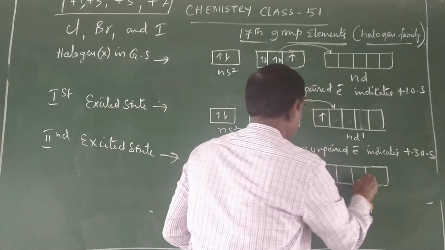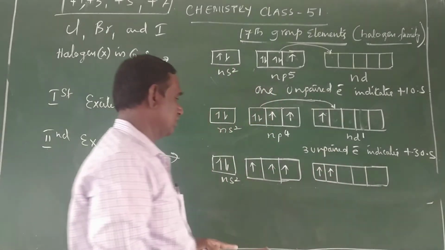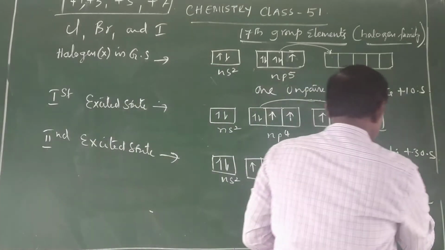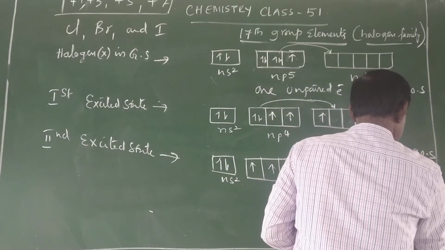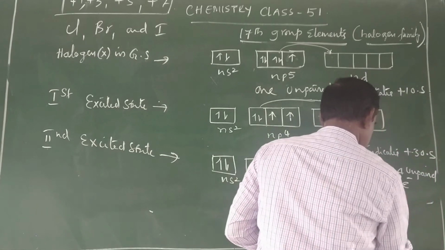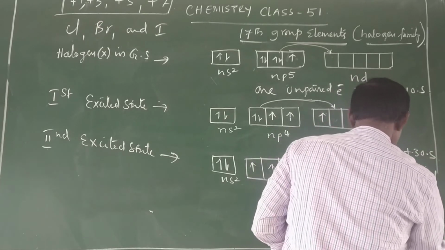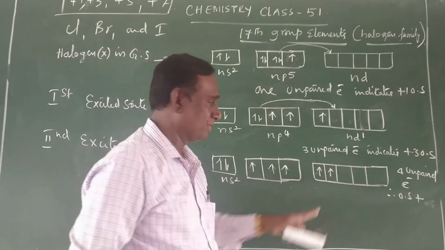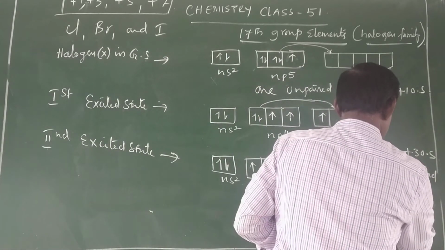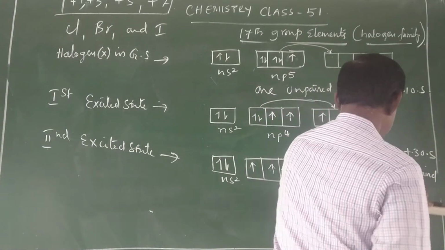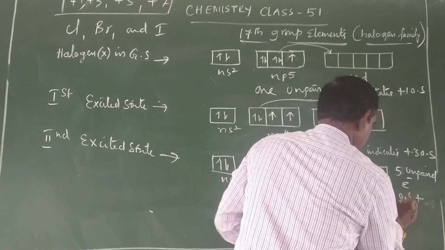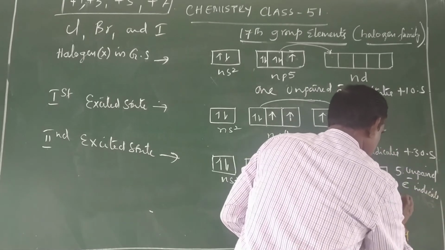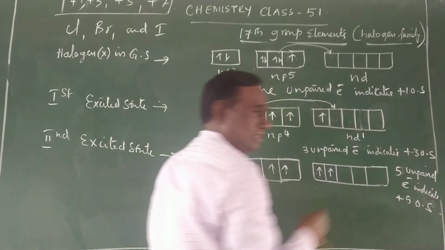1, 2, 3, 4 and 5. This is the electron, this is the electron. So how many unpaired electrons are there? 1, 2, 3, 4, 5. Therefore, 5 unpaired electrons indicates plus 5 oxidation state. So this is how you can write.